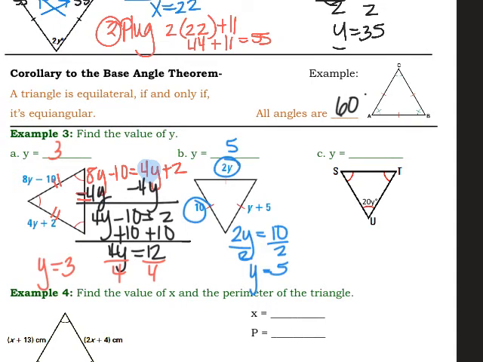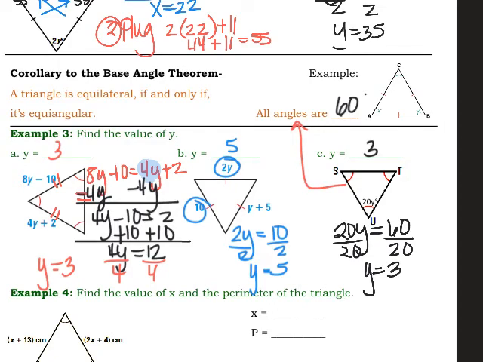All right, look at this one. This one only has the angles, and it's telling you all the angles are equal. What do we know about the angles when they're equal? All the angles must be 60. So 20y must be equal to 60. We'll divide both sides by 20. And y is going to be equal to 3.